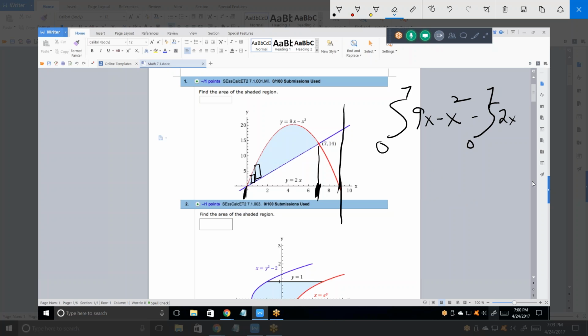Okay. In other words, the best way to do this is not with two integrals. The best way to do it is by combining the two functions. In other words, take 9x minus 2x. And so what we're really going to integrate is 7x minus x squared dx from 0 to 7. And that's going to give us our final answer. Okay? So help me integrate this. We need an answer that you can put in that square.